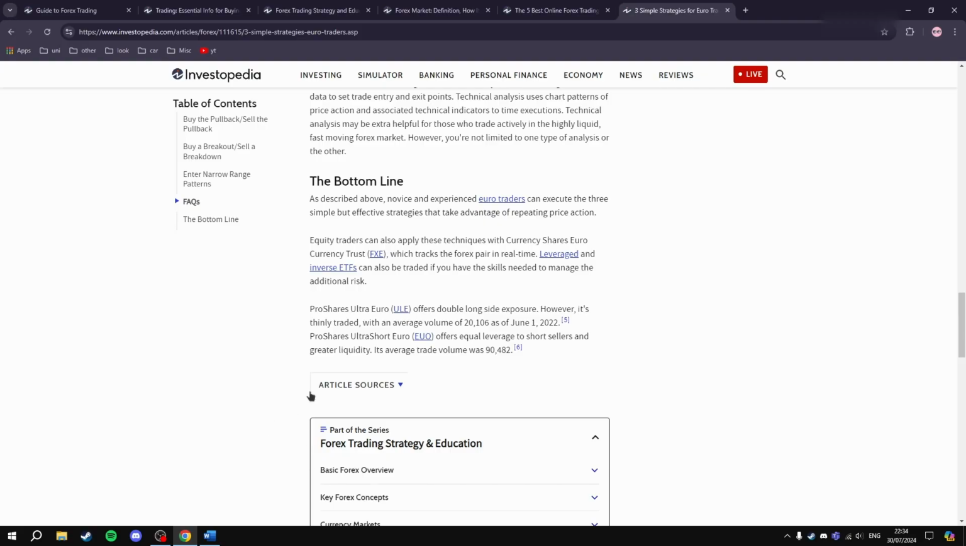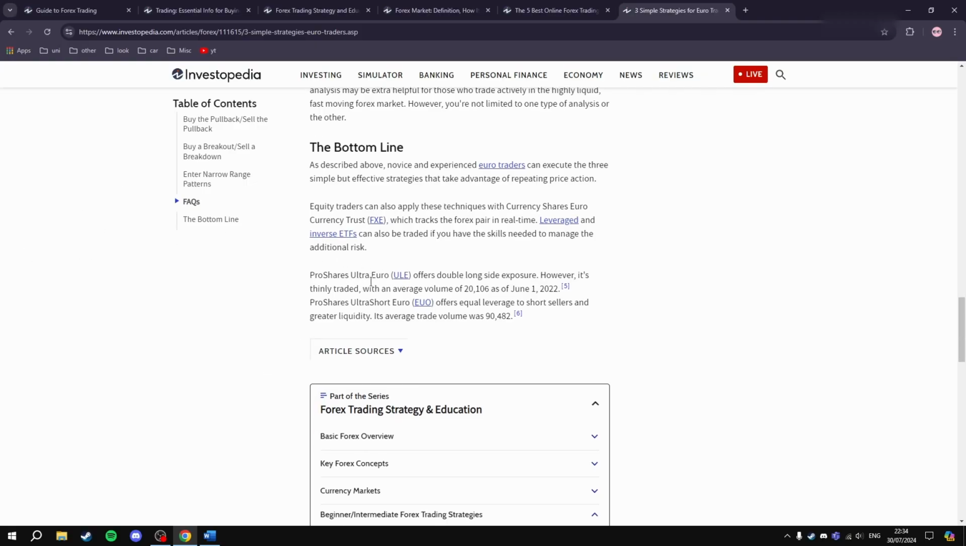Equity traders can also apply these techniques with CurrencyShares Euro Currency Trust, which tracks the forex pair in real time. Leveraged and inverse ETFs, exchange traded funds, can also be traded if you have the skills needed to manage the additional risk. ProShares Ultra Euro offers double long side exposure. However, it's thinly traded with an average volume of 20,106 as of June 1st, 2022.